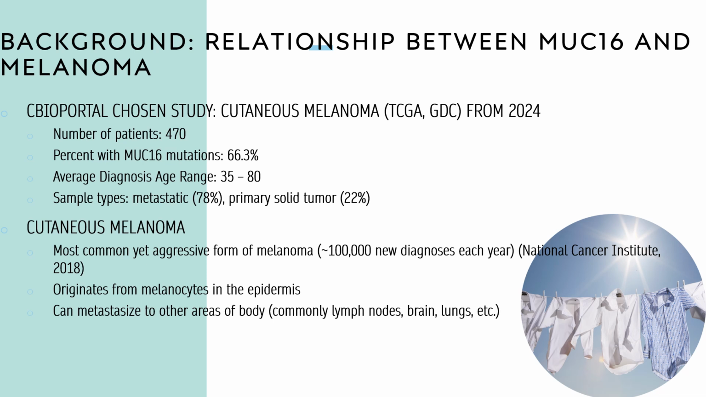Cutaneous melanoma as a whole is one of the most common yet aggressive forms of melanoma, with around 100,000 new diagnoses each year. This cancer develops in the melanocytes, which are the areas in the skin that allow for pigment, in the epidermis, which is the top layer of the skin. However, these can metastasize to other areas of the body, commonly lymph nodes, brains, lungs, etc., which we'll delve into a little bit here.